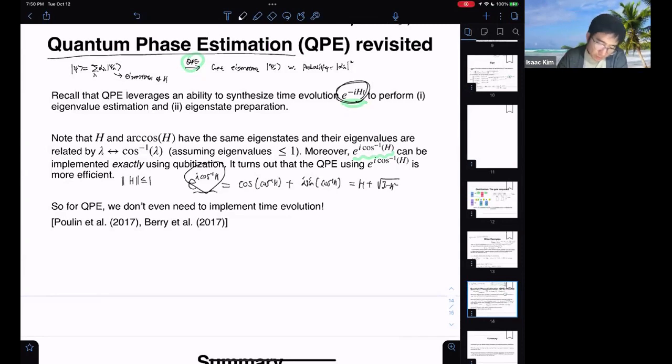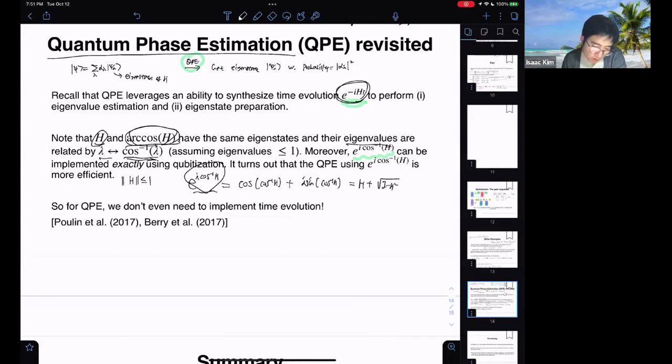And moreover, h and arccosine h, obviously they are different things, but they're essentially related in a very intimate way. So when it comes down to the eigenvalues, they're related by lambda and inverse cosine lambda. But that's a very simple function that you can implement classically. So to estimate the eigenvalues of h, you just do time evolution by this thing, and then once you measure the eigenvalues of that thing, you just apply inverse cosine. It's a very simple classical process. I mean, you can do it on your laptop.